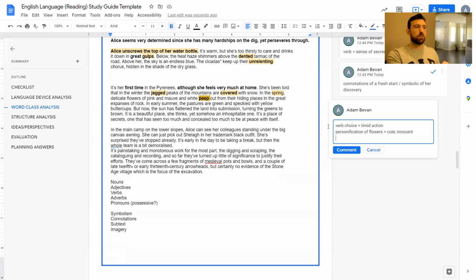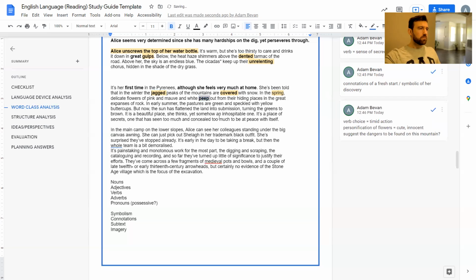But the other thing about peeping, if there's some danger, there's a good chance that you might sort of peep round to see what's going on quite timidly. If you peep, you're sort of, see if I can do this with the phone, like you're just looking out just around the corner, right? So it could also suggest the dangers to be found on this mountain. So again, we get more suspense through this.